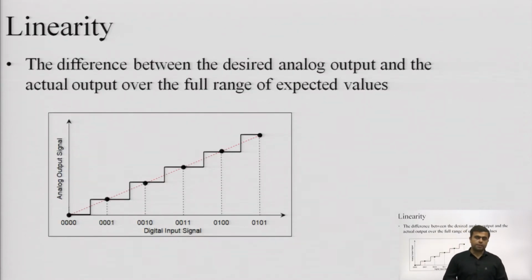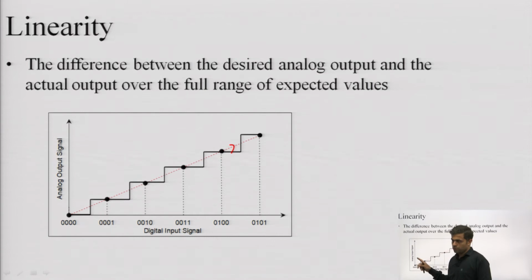And then the third point is linearity. Linearity means the difference between the desired analog output and the actual output over the full range of the expected values. So for all the values, what are we expecting and what are we getting. If there is any point of difference between the two, then it shows the non-linearity of the circuit, and if it is exactly equivalent or nearly equivalent, then we can say that the linearity performance of the DAC is good. This graph is showing that what we should have been getting and what we are getting are exactly equal, so it is showing a linear graph.